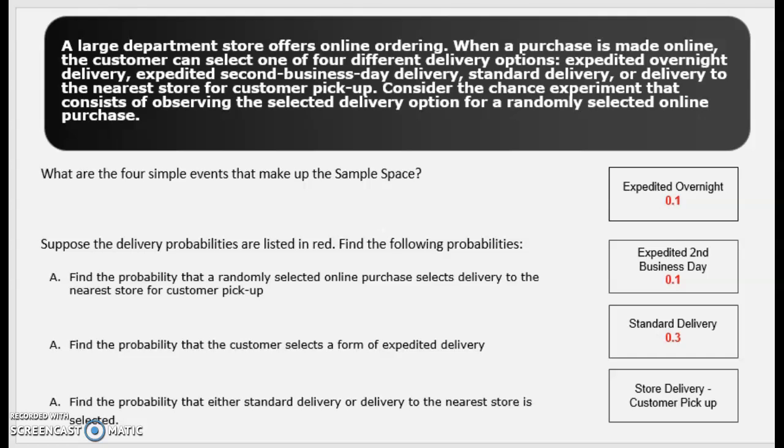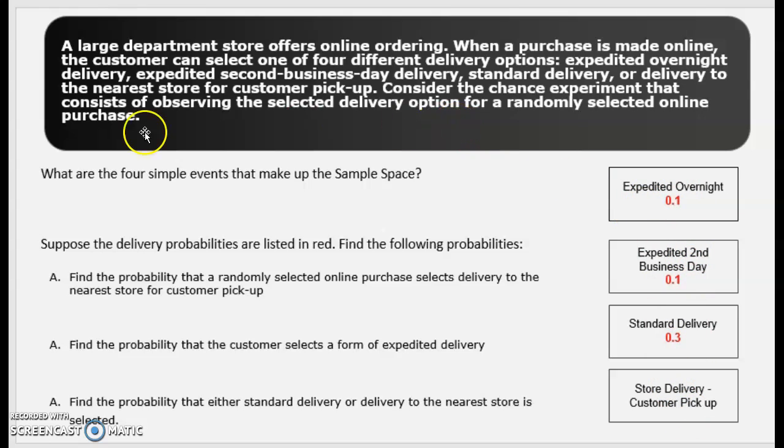In our next example, we're going to still monitor and look at this property number 3. A large department store offers online ordering. When a purchase is made online, the customer can select one of 4 different delivery options. They can choose expedited overnight delivery, expedited second business day delivery, standard delivery, or delivery to the nearest store for customer pickup. So I have them listed right down here along this right-hand side.